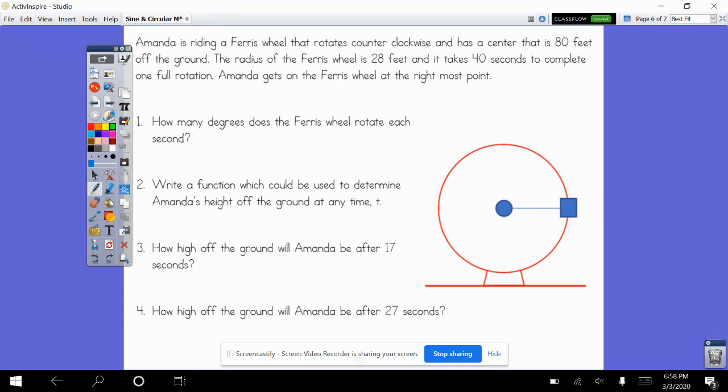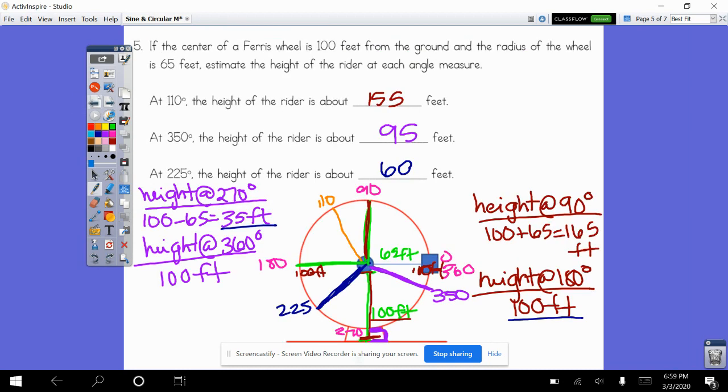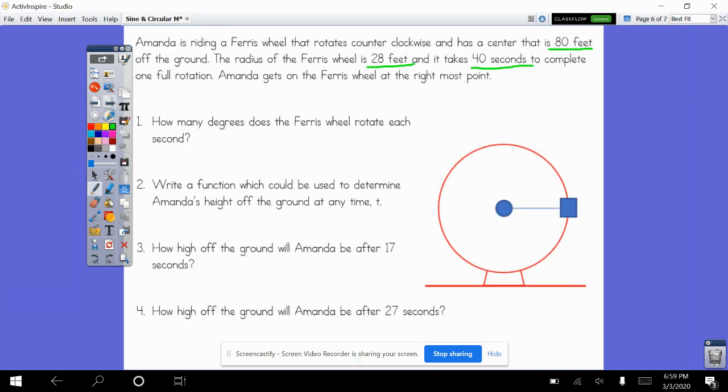So Amanda's riding a Ferris wheel that rotates counterclockwise, has a center that is 80 feet from the ground. The radius is 28 feet and it takes 40 seconds to complete a full rotation. In this last problem, I just want to make sure we could tell what the important information was. So 80 feet off the ground, that means my center here is 80 feet from the ground. Some people are drawing this height part and stopping here. That's not correct. We're talking about the height from the very ground, the very bottom to the center. That's 80 feet. The radius is 28 feet. So that's this blue line here.